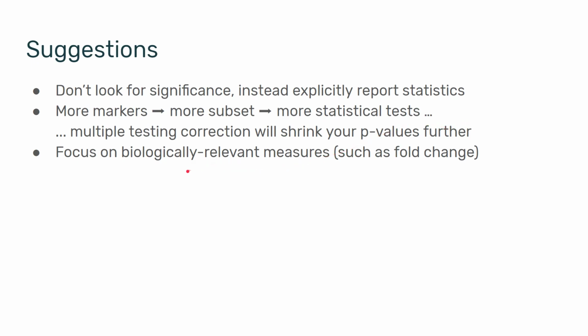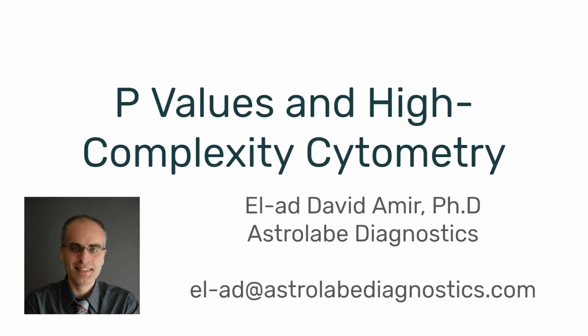Instead, focus on biologically relevant measures. Talk about fold changes, show the figures, show the data, try to go to the biaxial plots. If you're talking about a given difference, then you can go to the biaxial plot, not the t-SNE map, the biaxial plot, and show that. That would be ideal. So that's it for p-values.